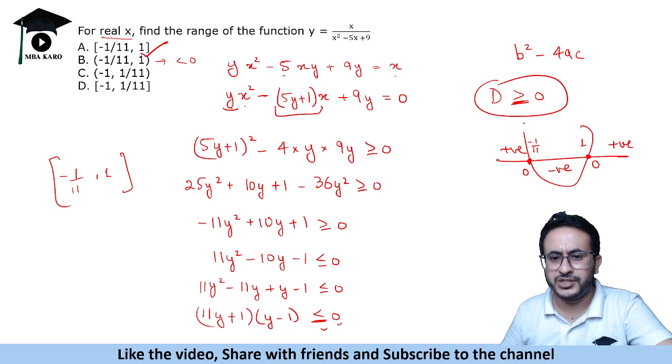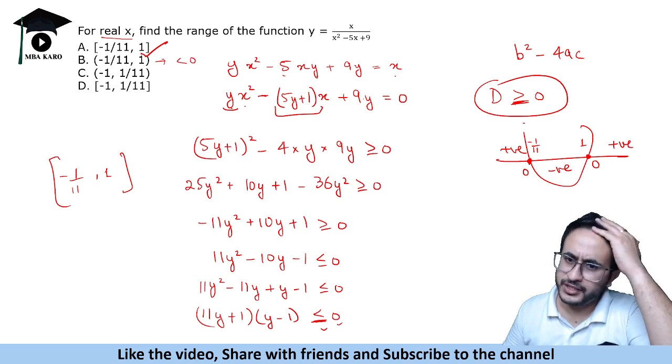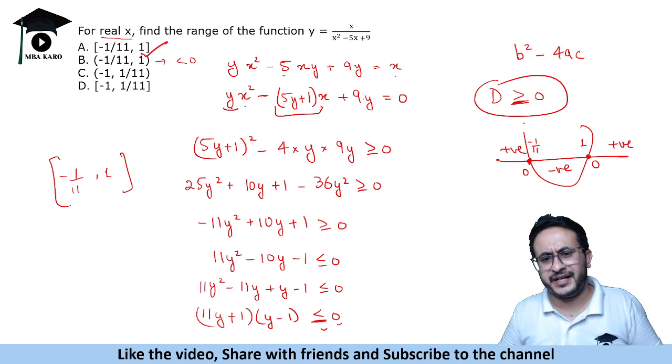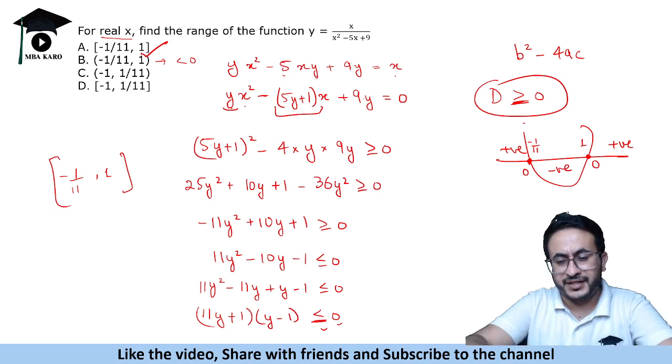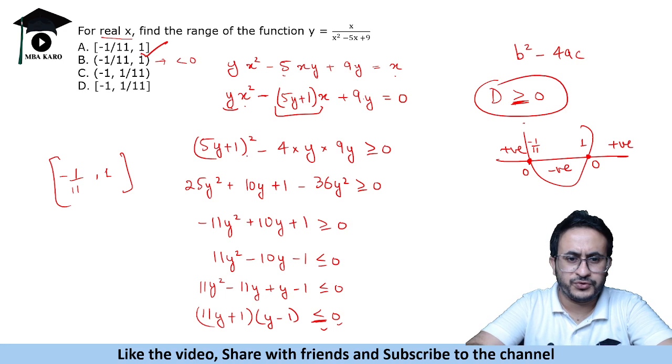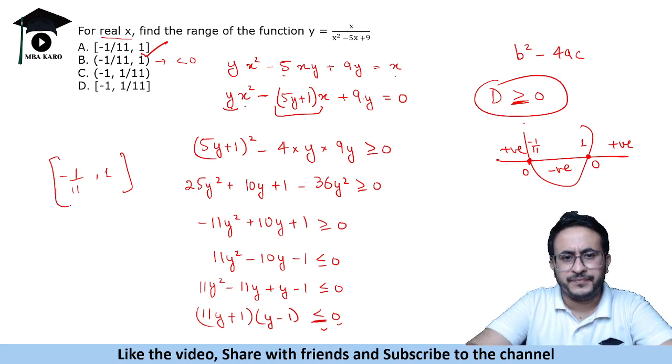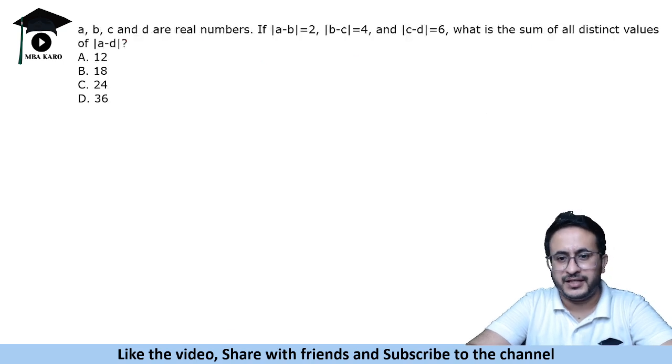We did quadratic equations last time. We talked about the nature of roots. If x is a real number, then the discriminant of that quadratic equation should be greater than or equal to 0. So we used that, and then the inequality part, to find the range of the function. So we did inverse range, and this is the next one.